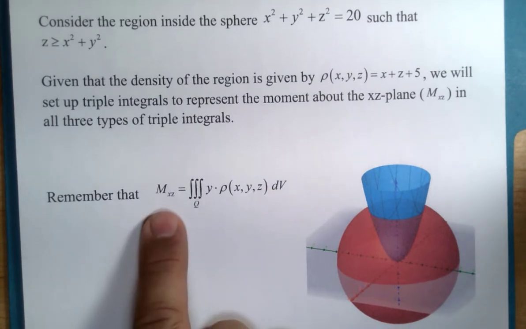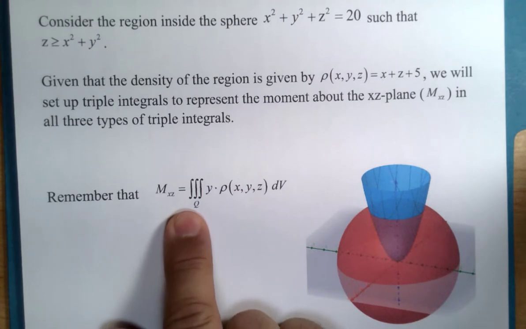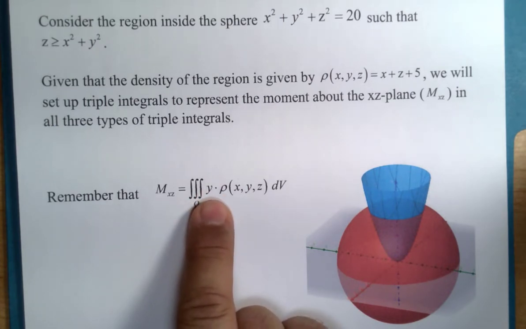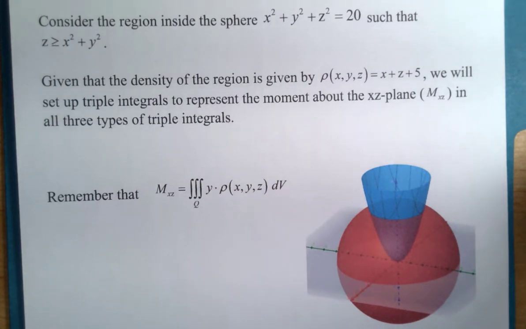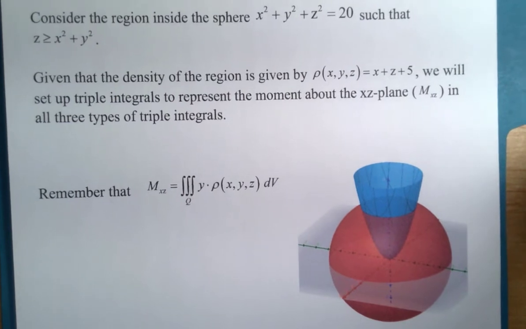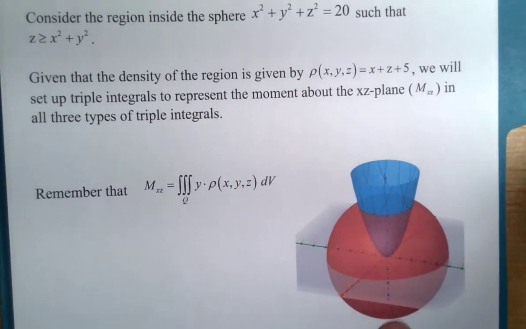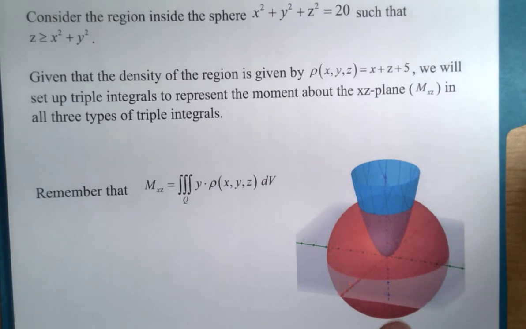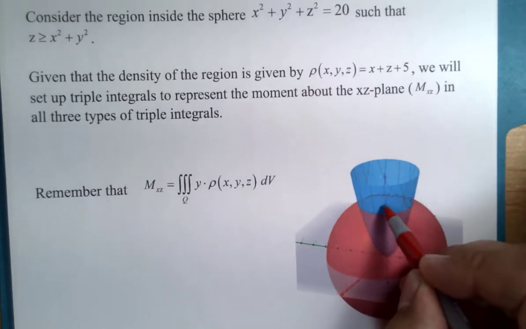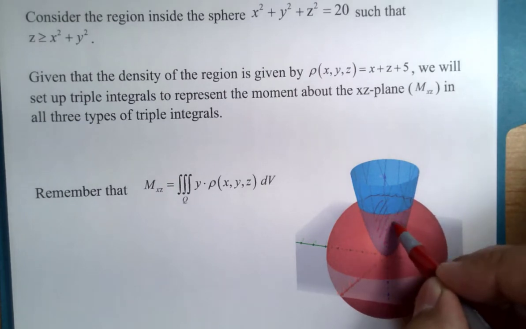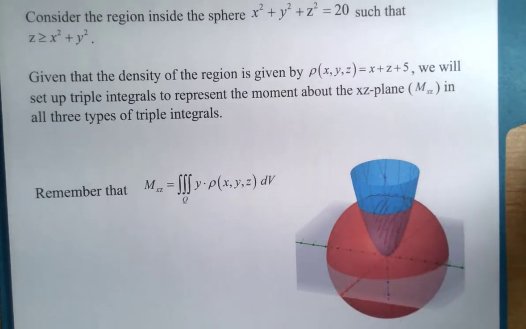The moment about the xz plane would be the triple integral over the region of y multiplied by the density function dV, and dV can be written several different ways. And here is a version of our region generated by some free online software that I'm very thankful for. So we're looking for the region in the sphere but above the bowl, so we're looking to measure that region.